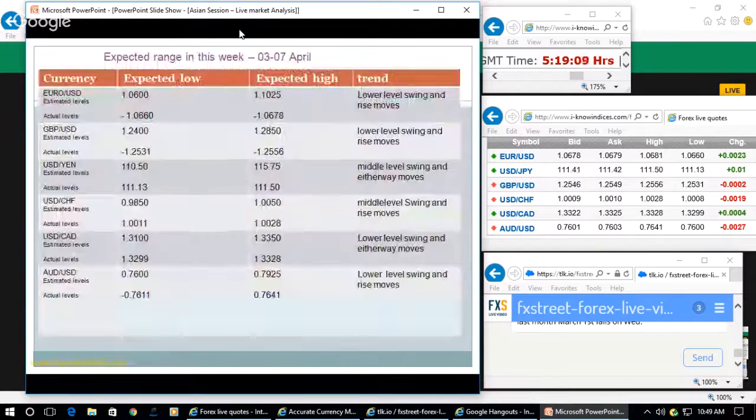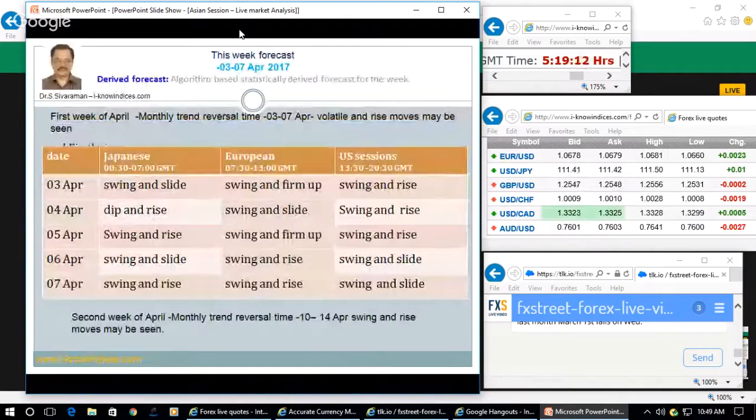Let me show the forecast again. I'm just showing the forecast slide for you to follow and make a note of it. And this webinar is being recorded and it will be available anytime soon after the webinar is completed. Then probably you can just listen to the webinar and note down the forecast and see how exactly the market is moving in line with the expectations of the forecast. Then you will be able to find the value in this forecast.